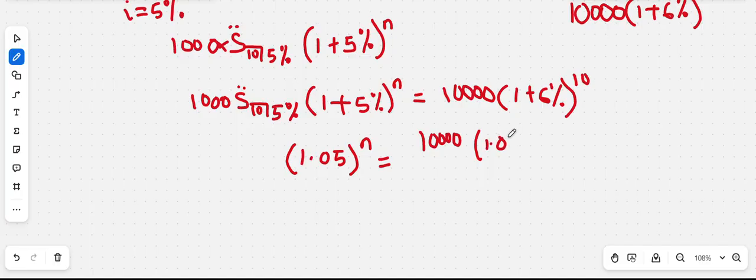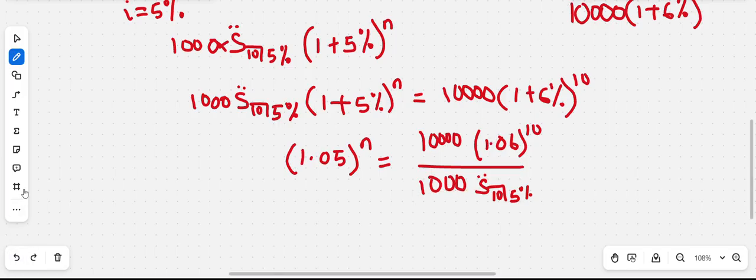equal to 10,000 into 1.06 raised to the power of 10 over 1,000 and then s here, and this is 10, 5%. So when you see this, resolving the value here, I have the whole of this. Now let me make it look a little bit different. Let me give it a different color so it can be seen. So I know that the whole of this goes with part of this, and I'm left with 10 here.